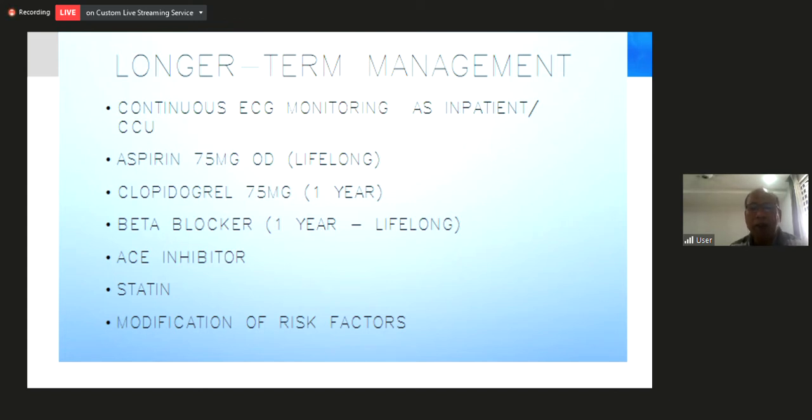And you have to modify the risk factors, okay? What are the risk factors? Actually, it's divided into 2 groups: modifiable or non-modifiable risk factors. Definitely non-modifiable risk factors such as age and sex, yeah? Male is higher risk than female.